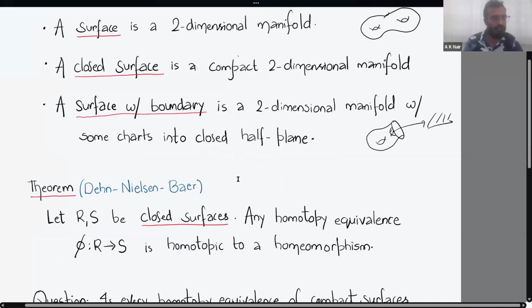And then we get to a very famous theorem, the Dehn-Nielsen-Baer theorem. If you take two closed surfaces, any homotopy equivalence between them is homotopic to a homeomorphism. This is a very classical theorem.